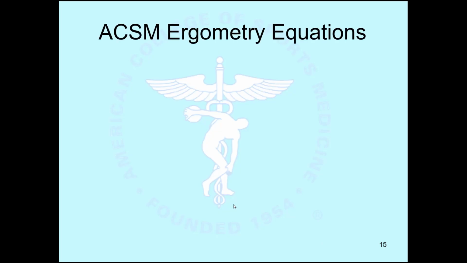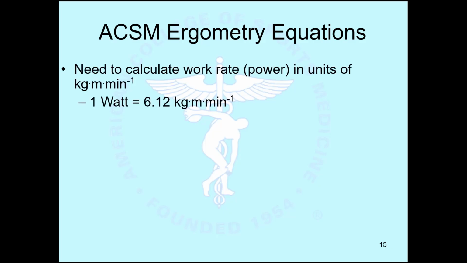All right, moving on to the ergometry equations. This could be cycling, which would be leg ergometry, or arm ergometry, and there are separate equations. This setup is completely different. You have to calculate the power, commonly referred to as work rate, and the units have to be kilogram meters per minute. This is not common for a lot of people, who are used to the unit of watts. If you have power output in watts, you need to convert it into kilogram meters per minute for this equation to work. The conversion is 1 watt is 6.12 kilogram meters per minute. That's a standard conversion.